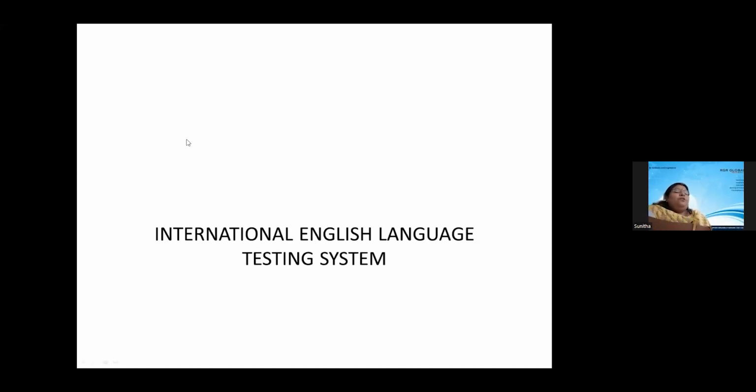First of all, most of the students do not know what IELTS is. First thing, we have to explain what IELTS is, why they are taking IELTS, and why IELTS is necessary, whether it is for academic purposes, a work permit, or anything else.